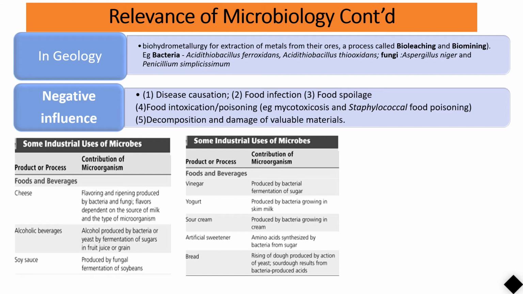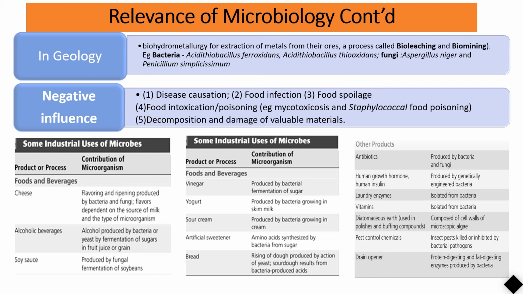We have artificial sweeteners which are commonly used in preparation of drinks. Sweeteners like aspartame are produced by microorganisms in the form of amino acids synthesized by bacteria from sugars. Bread making also involves the use of microorganisms. Other products such as antibiotics are produced by bacteria and fungi. Microorganisms are also used to produce hormones like the human growth hormone, insulin, and so on. Some microorganisms are also used to produce laundry enzymes, vitamins, drain opener, and so many important products.